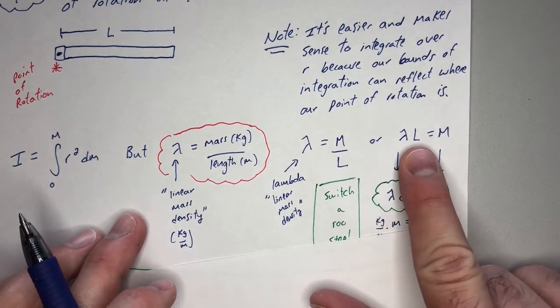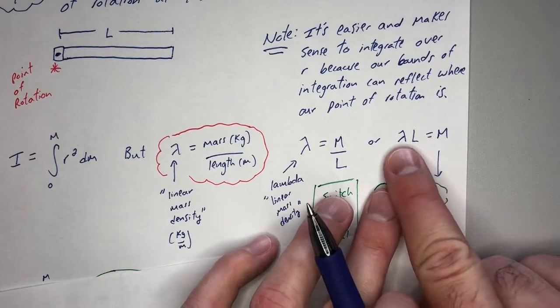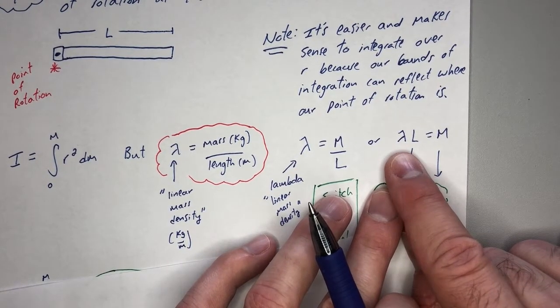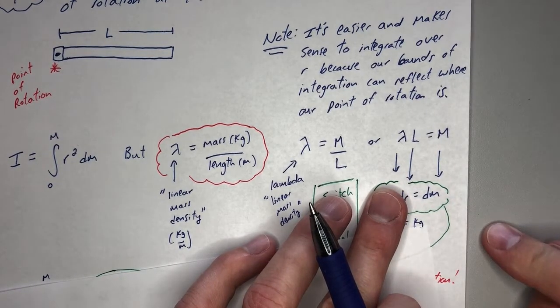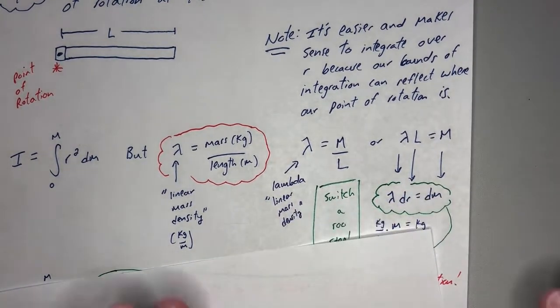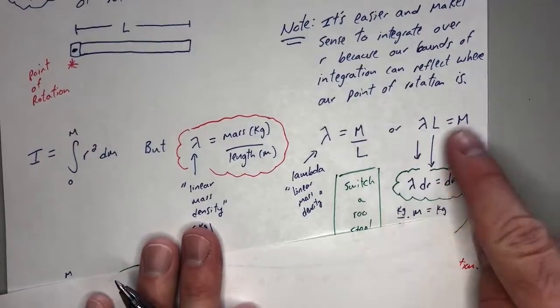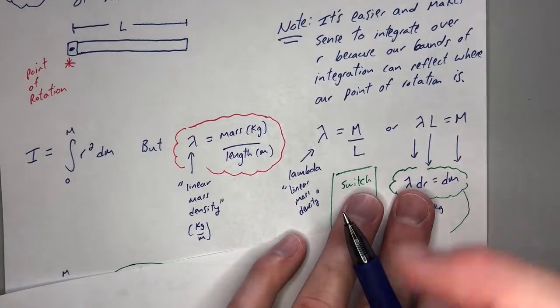And I'm just going to rearrange it. I'm just going to put the L over to the other side. So if you take lambda, which is mass per length, times the length, that makes sense, it equals mass. Okay? So this is the switcheroo step. Instead of integrating over mass, I'm going to do this little trick right here, and we're eventually going to integrate over the length of the board.